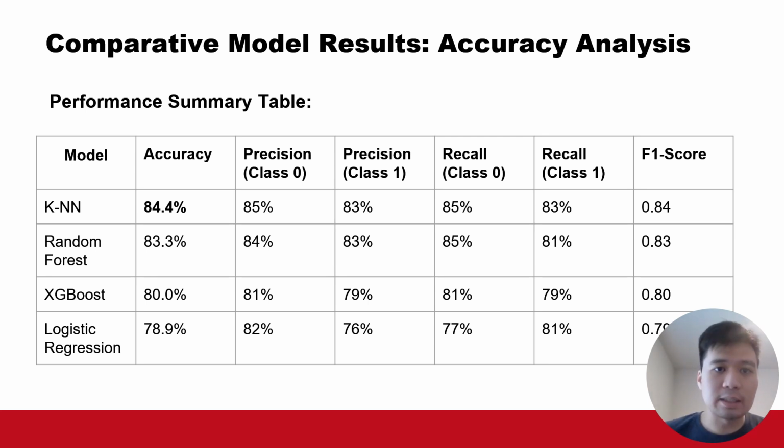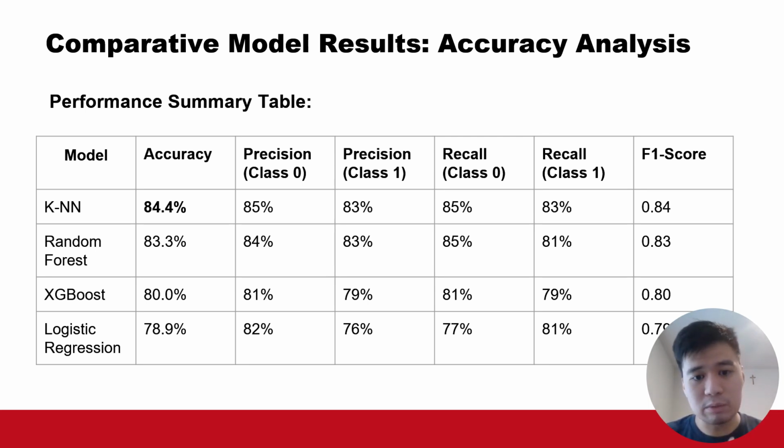Looking at the performance table summary below, K nearest neighbors achieved the highest accuracy at 84.4%, which classified 76 out of the 90 patients in the test set correctly. Random forest came in at a very close second, 83.3%, just 1.1 percentage points behind. XGBoost achieved 80% accuracy, and logistic regression came in at 78.9%. Accuracy alone doesn't tell the whole story, so let's look at the precision and recall for each class.